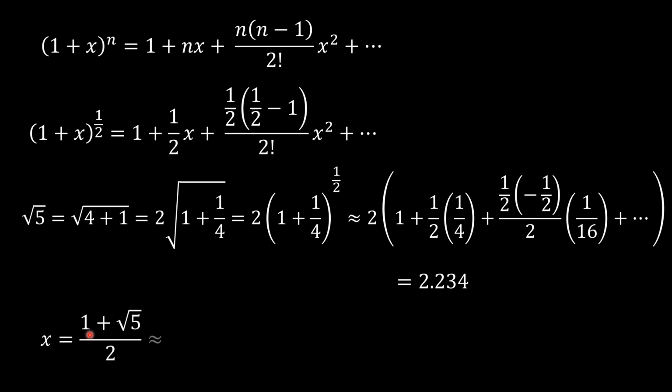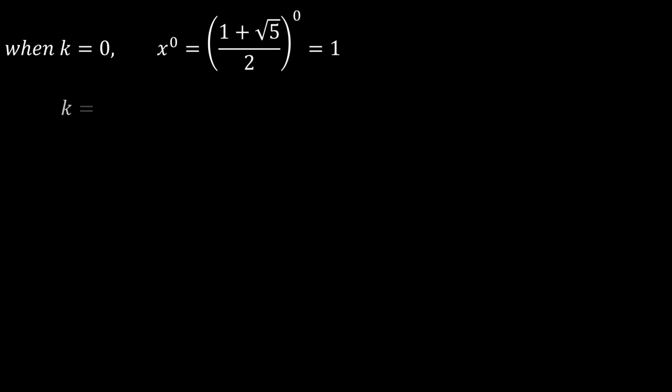So now x being 1 plus root 5 over 2 is approximately equal to 1 plus 2.234 over 2, which is just 1.62 approximately. So now we go and say, when k equals 0, x to the power 0 is whatever is in the bracket to the power 0, which is 1. When k equals 1, it's x to the power 1, which is 1 plus root 5 over 2, the same as 1.62.